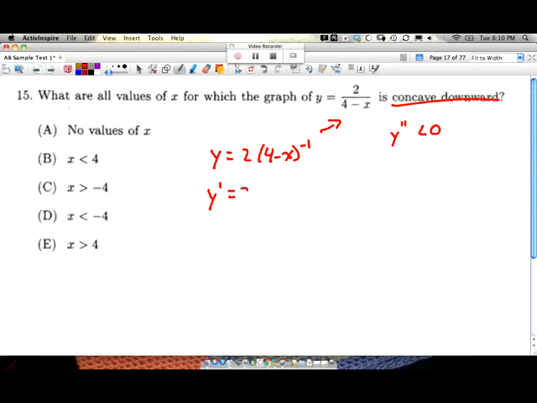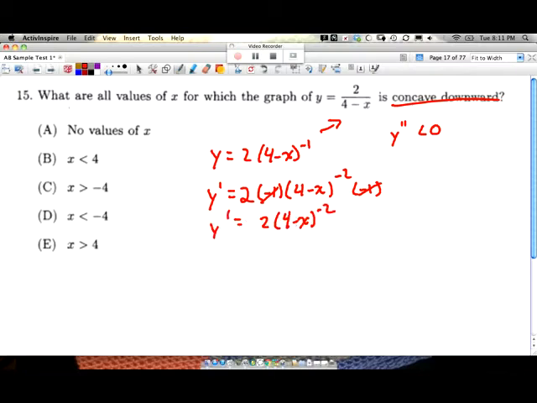Okay, so chain rule, the constant stays here. Chain rule, drop the negative 1. Leave the inside alone, but this is going to be negative 2 this time. So we got 4 minus x. Then we multiply by the derivative of that. Well, the derivative of 4 minus x is just negative 1. Let's simplify this. This is going to be negative 1 times negative 1. That's really positive 1. So we have 2 times 4 minus x to the negative 2.